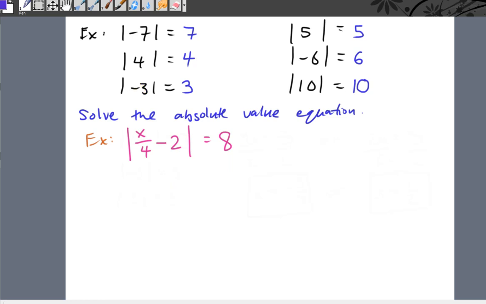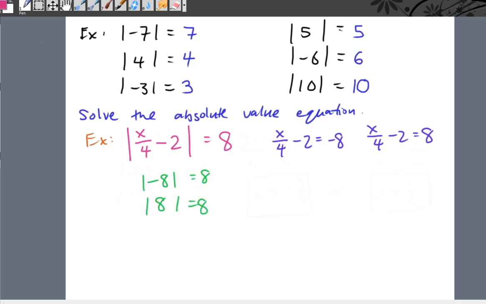What we need to do in this case is create two equations. We have x over 4 minus 2 equals negative 8, and x over 4 minus 2 equals 8. That's because the absolute value of negative 8 is 8, and the absolute value of 8 is 8. Just like I showed you earlier, if we set these pieces equal to each other, we can solve for x, and then if we set this piece equal, we can also solve for x. Now let's go ahead and do that.